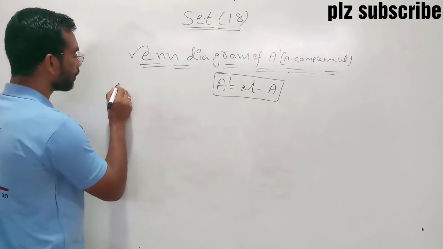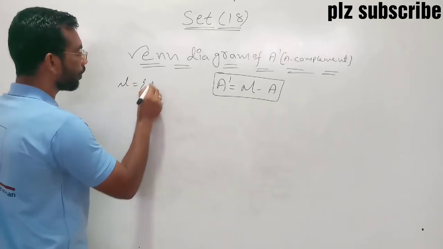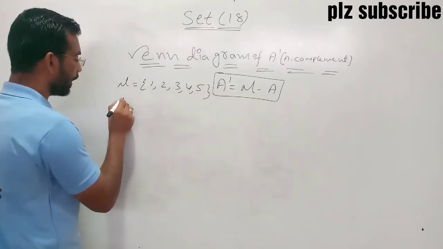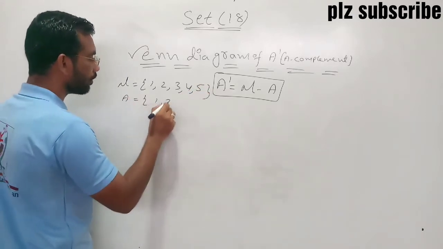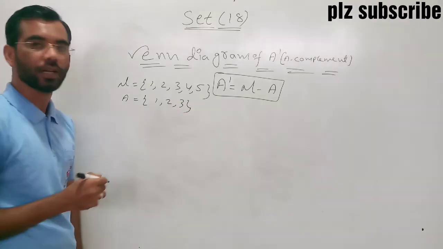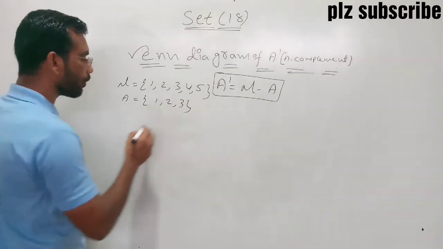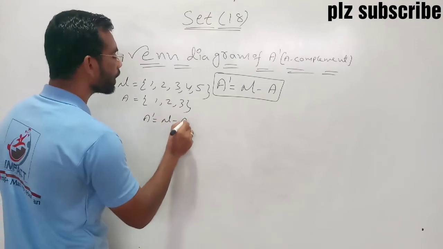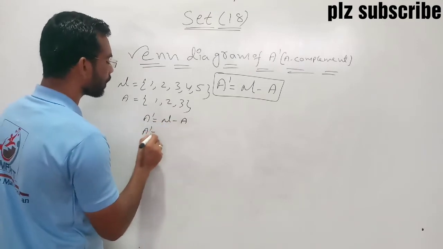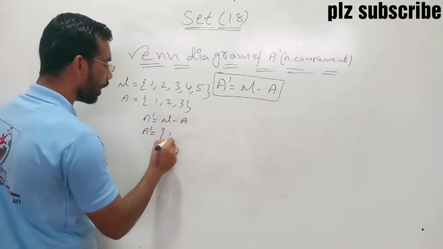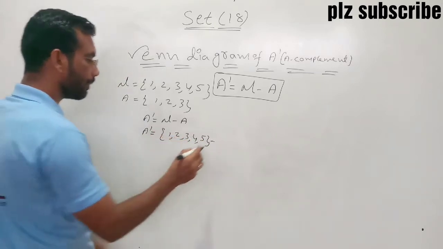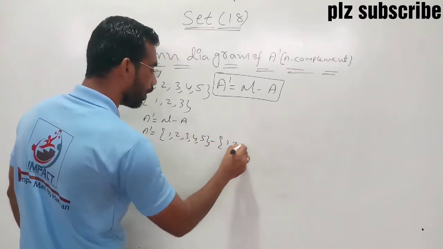Here I am taking mu as 1, 2, 3, 4, 5, and A as 1, 2, 3. How do we find the A complement for this? A complement is equal to mu minus A. Mu is 1, 2, 3, 4 and 5, minus A elements 1, 2 and 3.